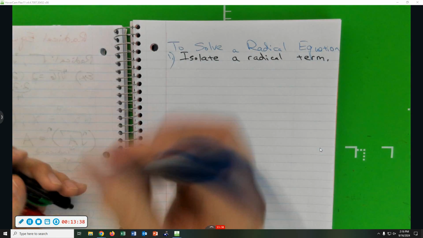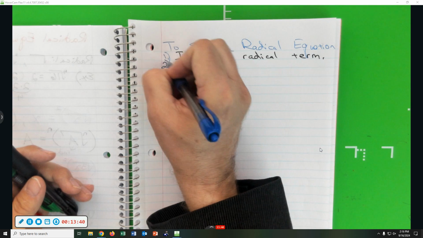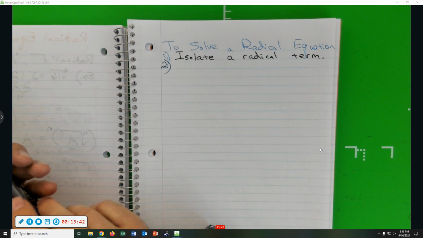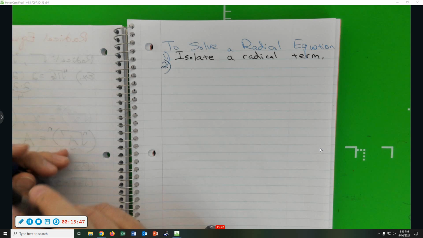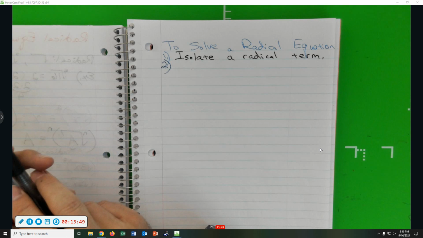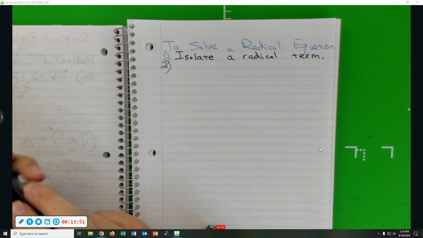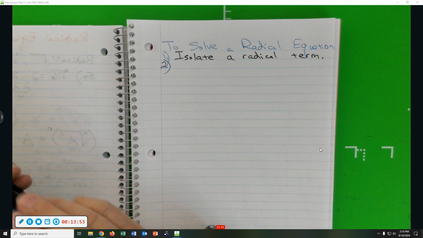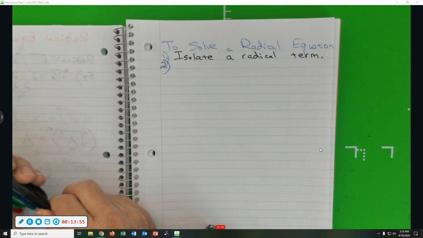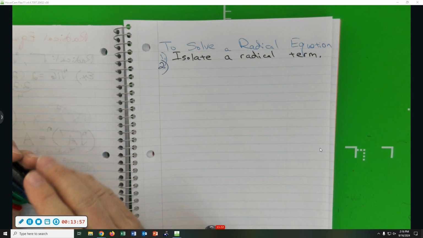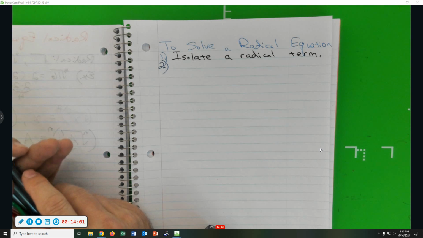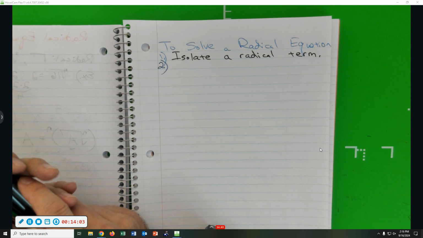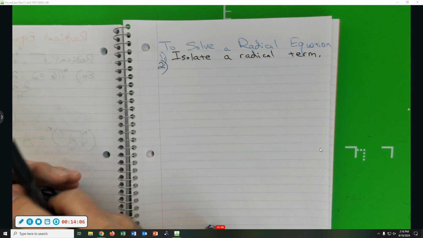Number two. Then you'll raise both sides to the power of the index. Raise both sides of the equation to whatever power the index is. If it's a square root equation, you'll be squaring both sides. When there are cube roots, you'll cube both sides. As I said earlier, there's a fourth root equation. If I remember correctly, you'll have to raise both sides to the fourth power.